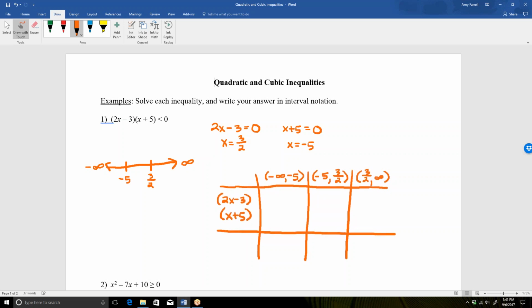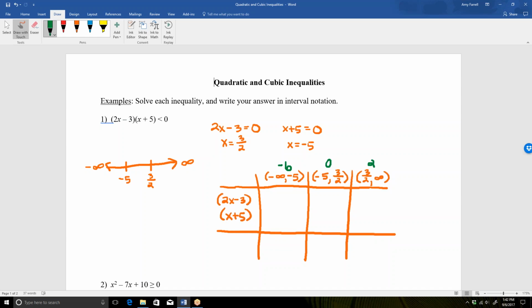Now I'm going to pick a number in each of my intervals, and I'm going to plug those numbers into the factors. And really all I'm concerned about is whether I get a positive or a negative result. Now I could pick any number I want in each interval. So how about I pick negative 6. I need to pick a number that's less than negative 5. I need to pick a number between negative 5 and 3 over 2. How about 0? 0 is always easy to plug in if 0 falls in a certain interval. And then our final interval, I got to pick something bigger than 3 over 2. 3 halves is 1.5. So how about I pick 2?